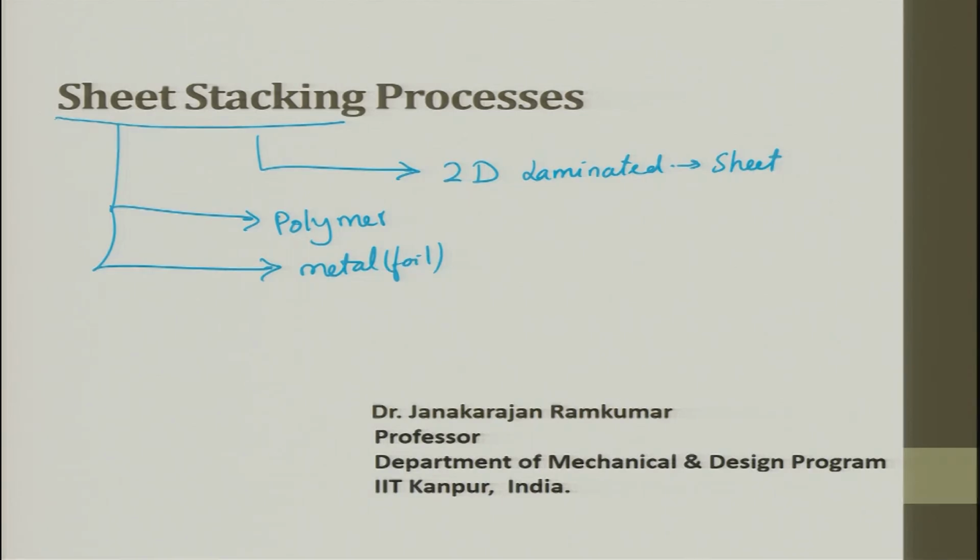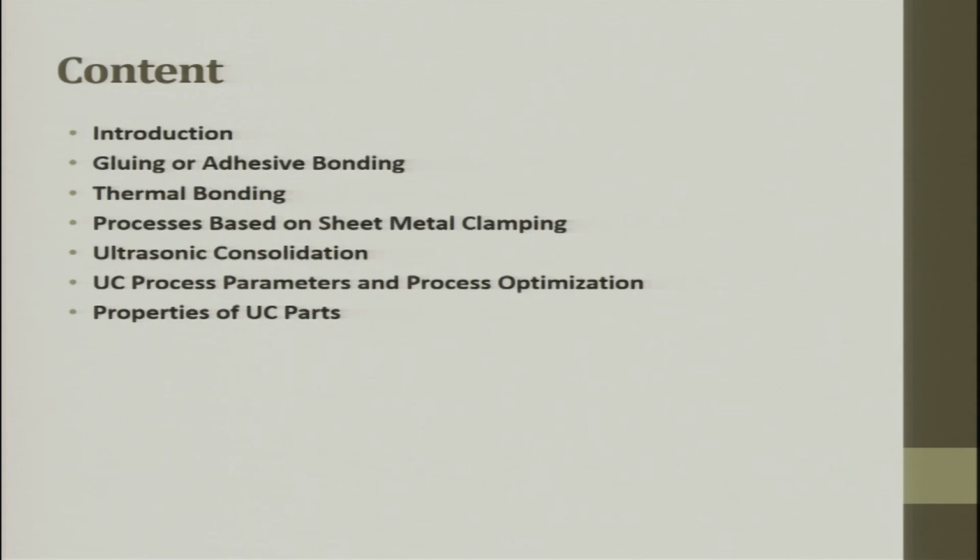Now we will see sheet stacking processes, wherein our prime focus is first to make rapid prototyping and from there move towards rapid manufacturing. So, in this lecture the contents will be introduction, then gluing techniques or adhesive bonding, then thermal bonding, then processes based on sheet metal clamping, then ultrasonic consolidation, then UC process parameters and process optimization, and finally the properties of ultrasonic consolidation parts.